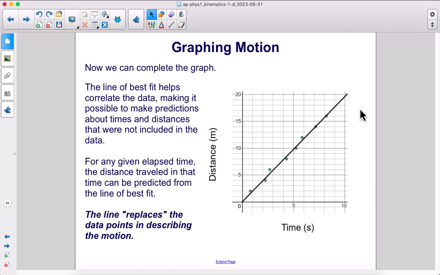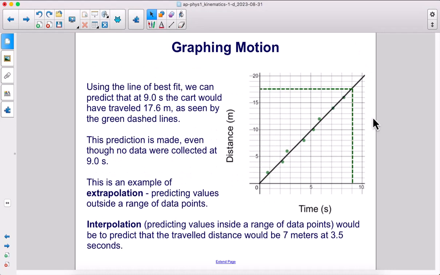Now we can complete the graph. The line of best fit helps correlate the data, making it possible to make predictions about times and distances that were not included in the data. For any given elapsed time, the distance traveled in that time can be predicted from the line of best fit. The line replaces the data points in describing the motion. So once you have the line, you're now going to only use the line when predicting other values.